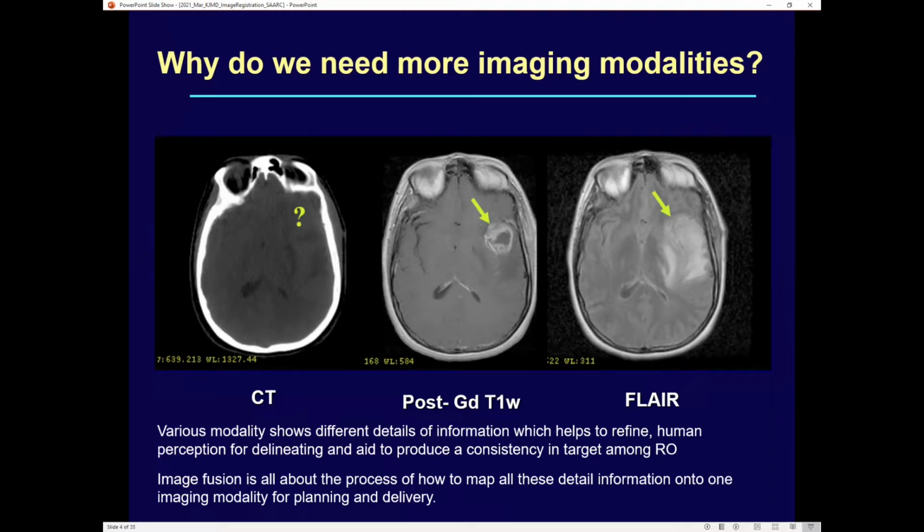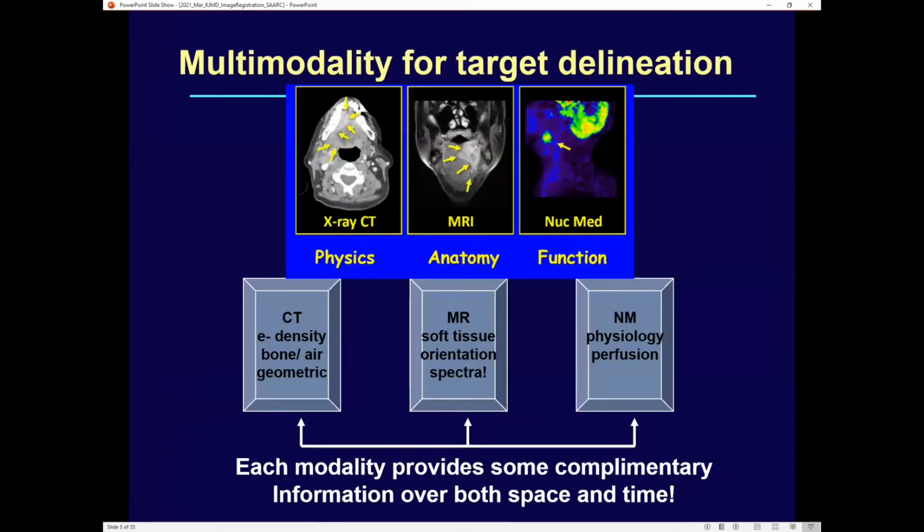Further, image fusion is all about the process of how to map all these detailed pieces of information onto one imaging modality, which is the CT, as the primary modality we use for the purpose of planning and delivery. So we prefer to use multimodality to obtain more information. Here, CT offers electron density and provides high spatial anatomical information, and MRI provides soft tissue contrast with anatomical as well as functional details from MR spectroscopy. Further, MR diffusion imaging, perfusion, and diffusion tensor imaging have recently contributed a new dimension in target definition and helped in dose painting in radiation therapy.